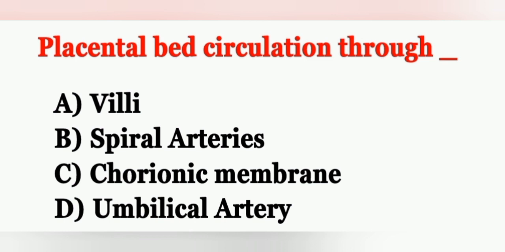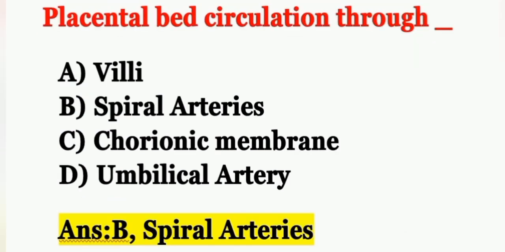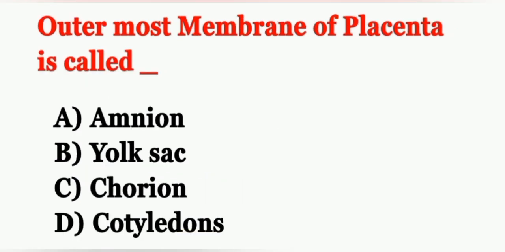The next question: placental blood circulation is through? Option A, villi. Option B, spiral arteries. Option C, chorionic membrane. Option D, umbilical arteries. Placental blood circulation is through spiral arteries. Option B is the correct answer. Move on to the next question.